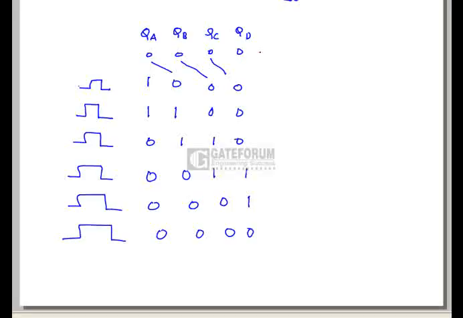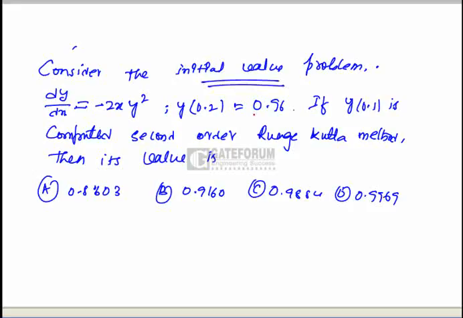See, the initial sequence is 0, 0, 0, 0, and after the sixth clock pulse the sequence is also 0, 0, 0, 0. Again the same sequence is going to be repeated. So the answer is 6 clock cycles, which is option B.